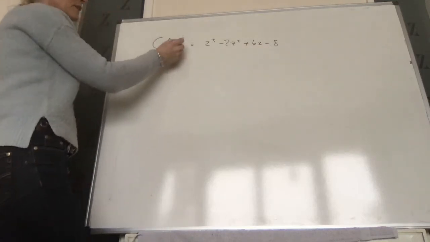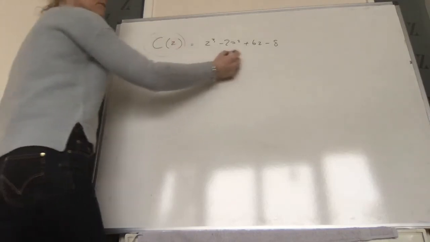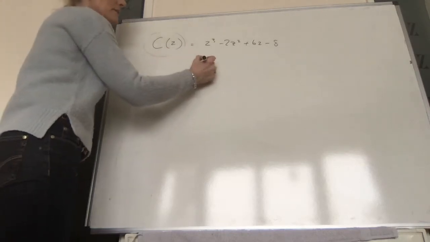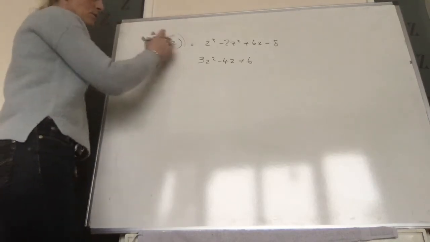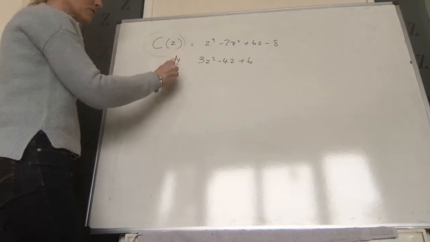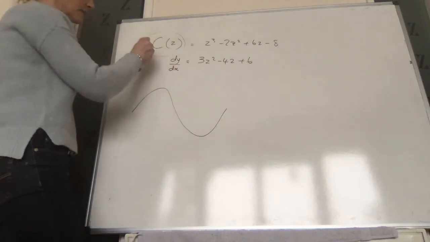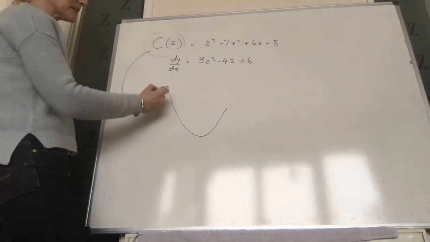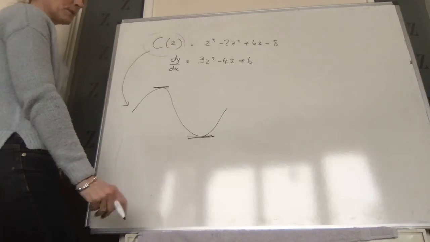So if you want to figure out what's the maximum value of c that I can have, then you would differentiate the function with respect to the variable. So you'll get 3z squared minus 4z plus 6. And we know from previous work that when you differentiate, you find dy by dx, which is the slope of the tangent. And we know that at a maximum point of a function, dy by dx is 0. And it is also 0 at a minimum point of a function.